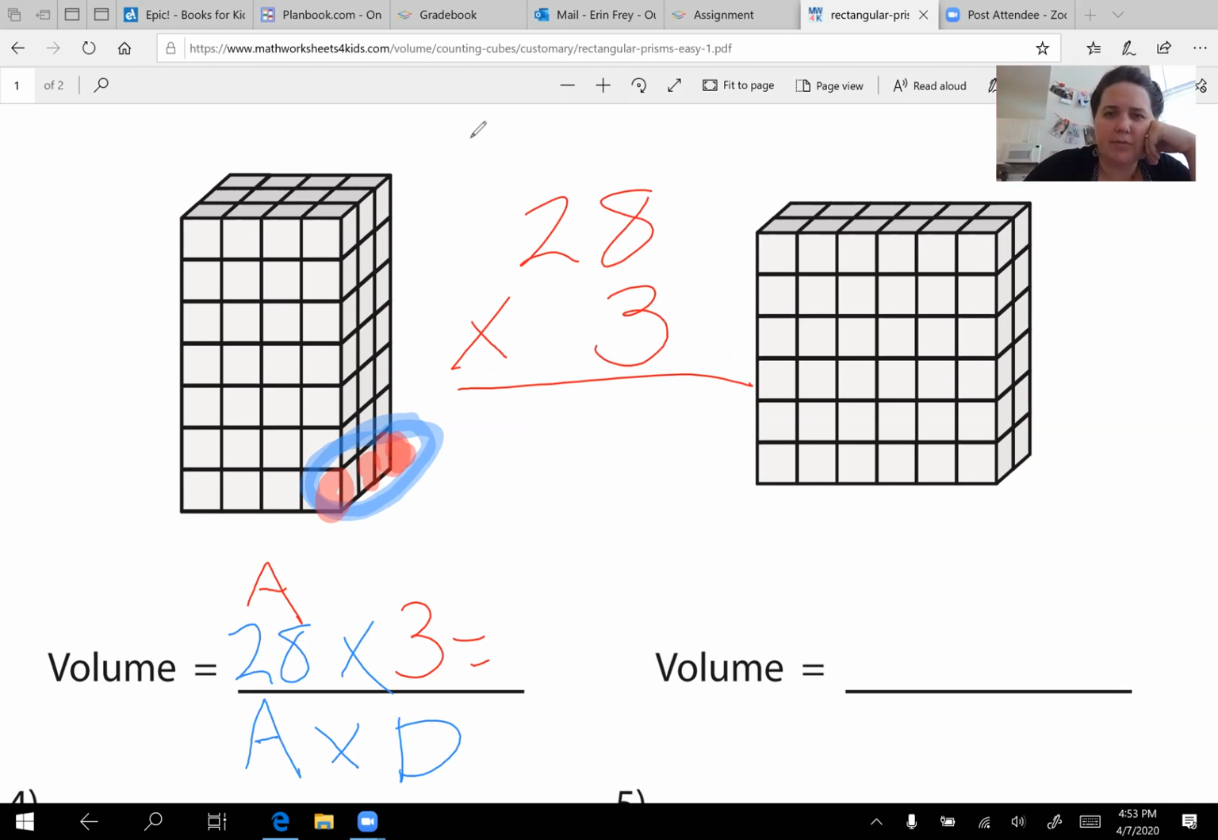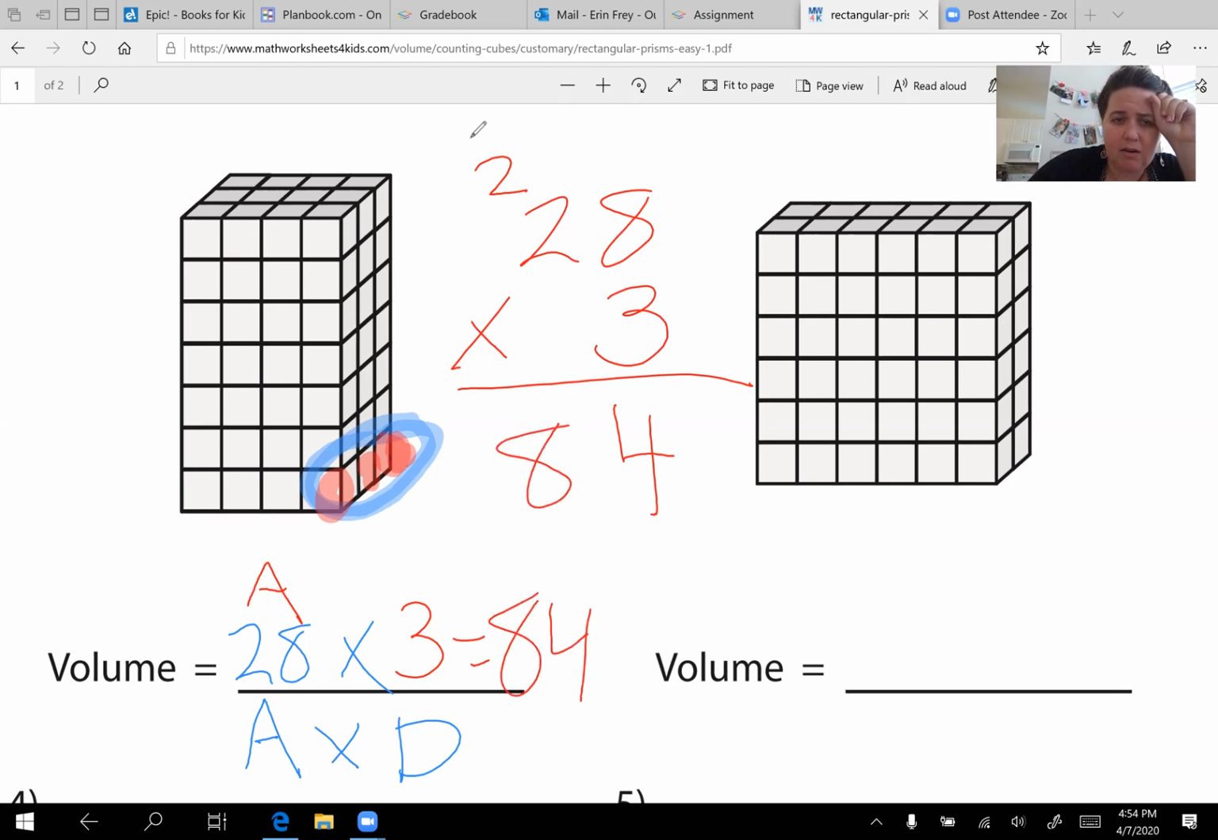I multiply 3 times 8, 8, 16, 24. Or I could do my 3s: 3, 6, 9, 12, 15, 18, 21, 24. So I bring down the 4, carry the 2. Now I have 3 times 2 is 6, plus 2 is 8.